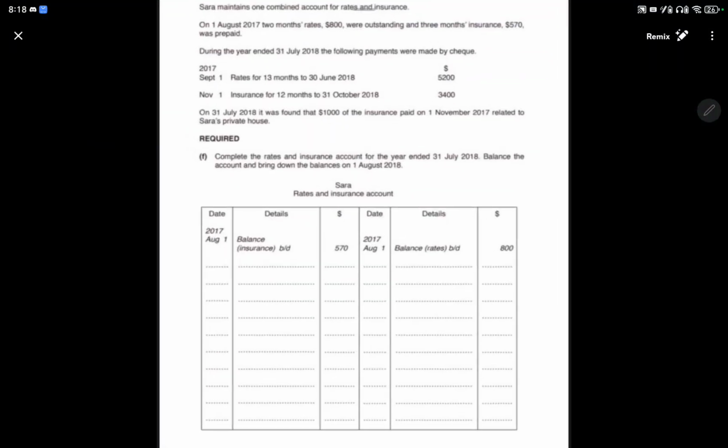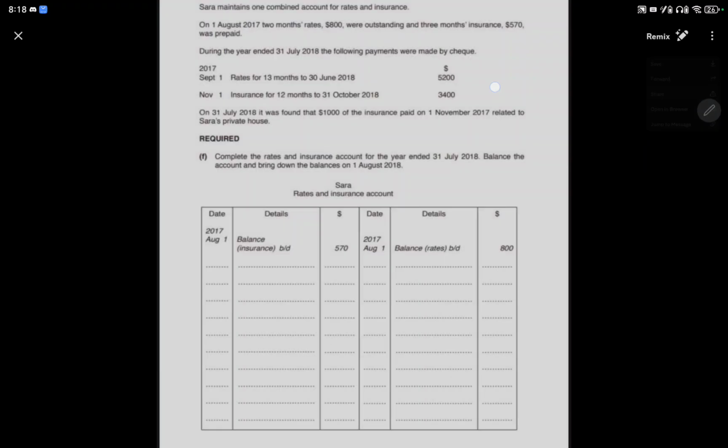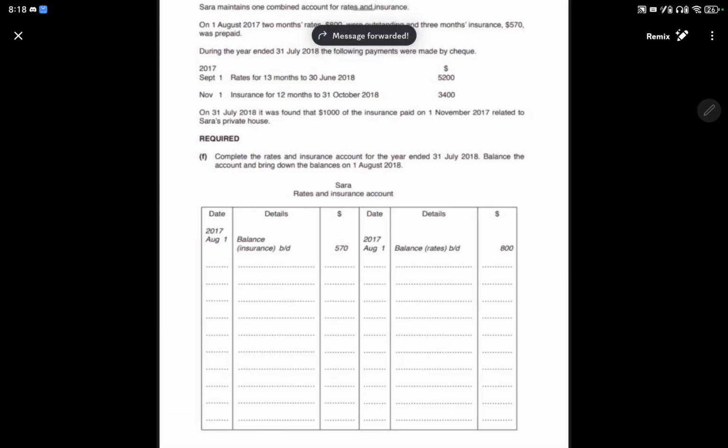Oh, this, yes, yes, yes. Okay, so this is our second question. First question was Eniola. Second question is this. All right, I'm forwarding it. The income statement is just a bonus. If you feel like doing it, you can do it.